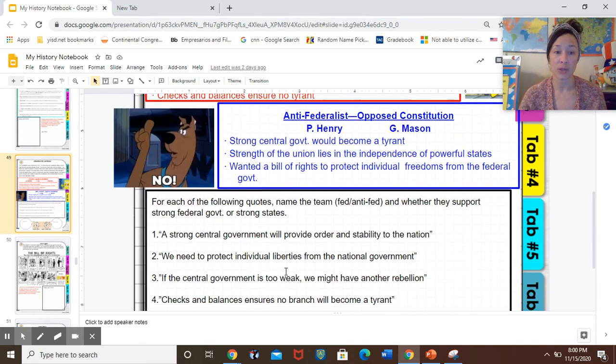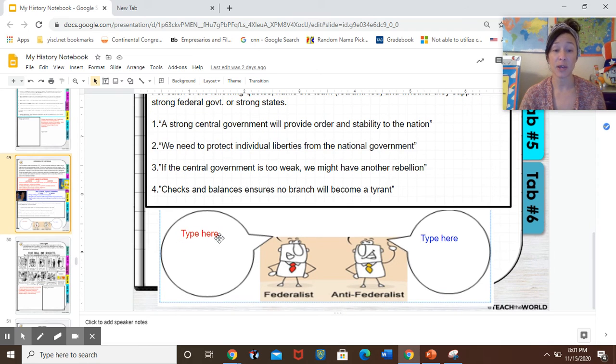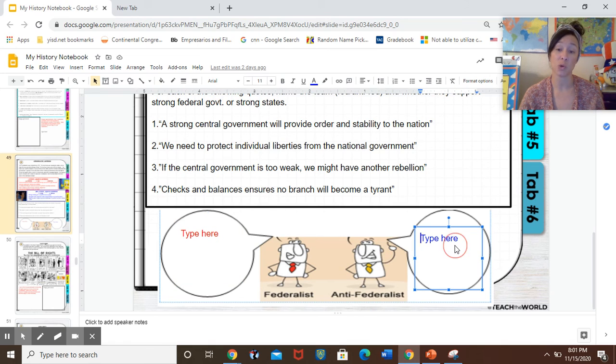And down below today's activity, for each of the following quotes, you need to name the team, so Federalist or Anti-Federalist, and whether they supported strong federal or state governments, okay? So you're just going to kind of fill this in. And down at the bottom here, we have space for you to type in your own quote. Think about what these people wanted and jot down some words. What would they say? What would they be saying to each other, okay?